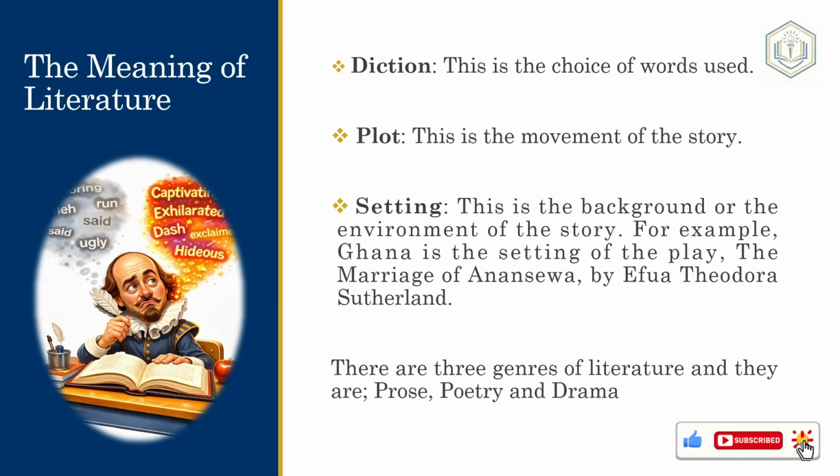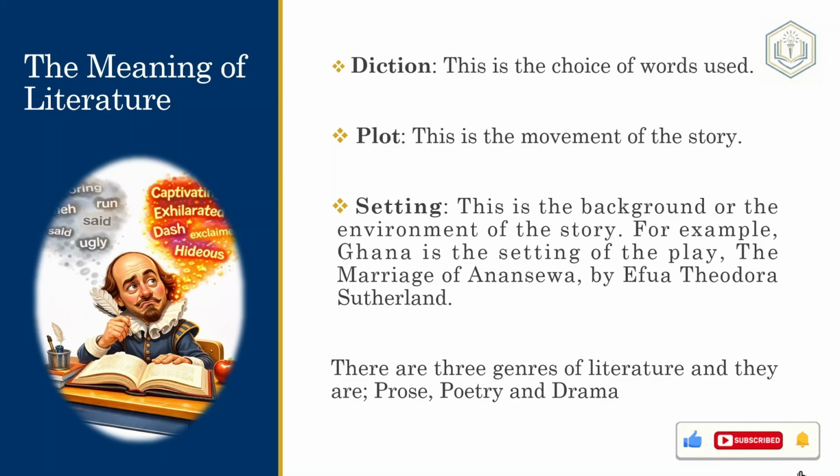You can't really talk about the meaning of literature without talking about diction, plot and setting. Now, what is diction? Diction is the choice of words that is used in either a poem, a play or a prose. For example, maybe I want to write a book that is centered on the Mushin area of Lagos in Nigeria. Mushin area of Lagos, Nigeria is a ghetto kind of area. So if I want to write a story about that place, I most likely will have pidgin English as part of my diction. So literally speaking, the choice of words used helps us see the expression that the author wants us to see.